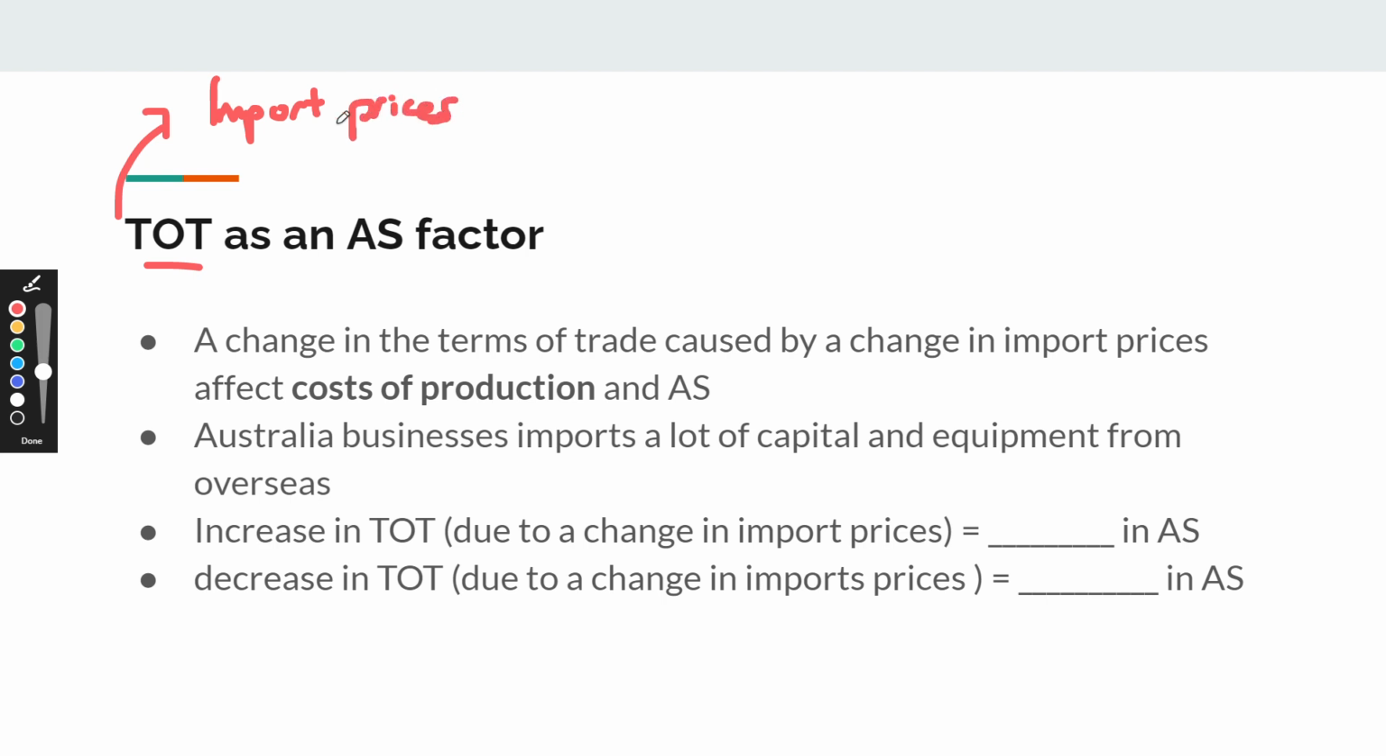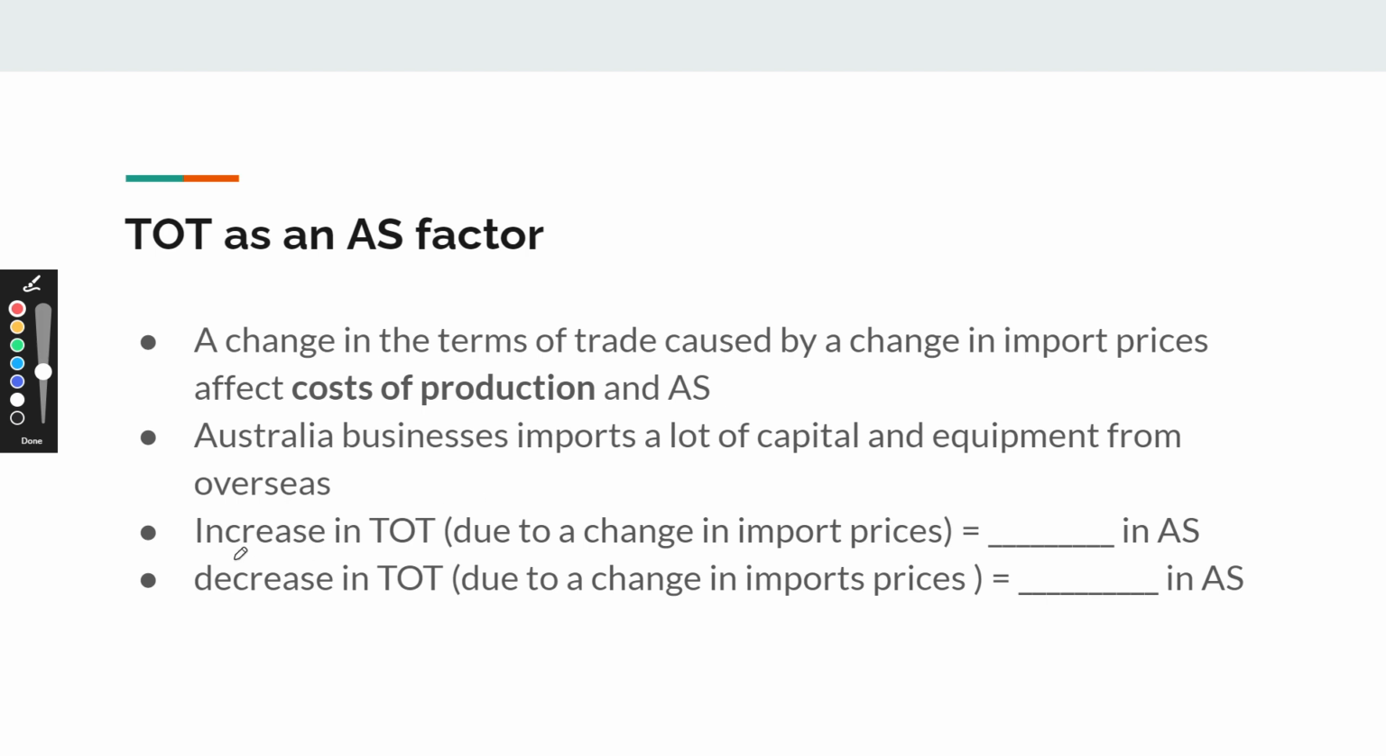Now, import prices are important to Australian businesses, and therefore the ability and willingness of our Australian businesses to produce, or the aggregate supply curve, because Australian businesses rely on a lot of imported capital and machinery from overseas. So if the price of those things goes up or down, that will affect their cost of production and therefore will change their ability and willingness to produce and therefore our output as an economy.